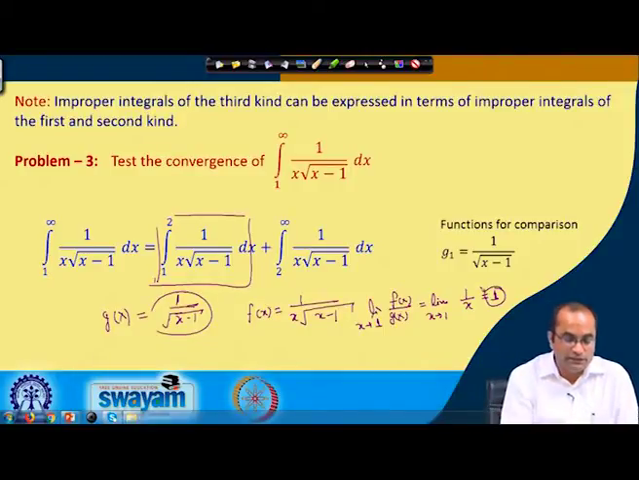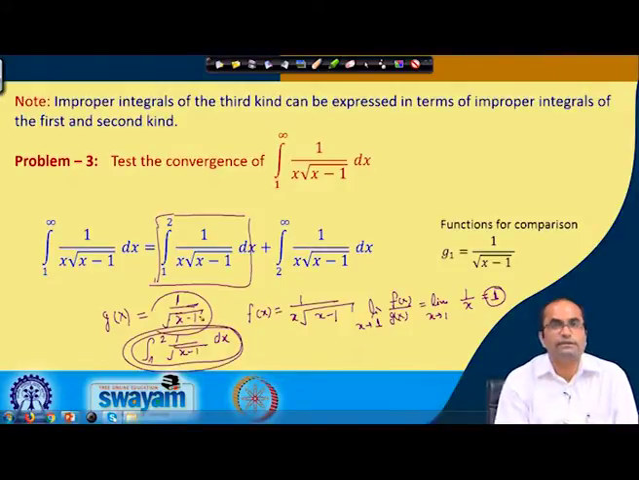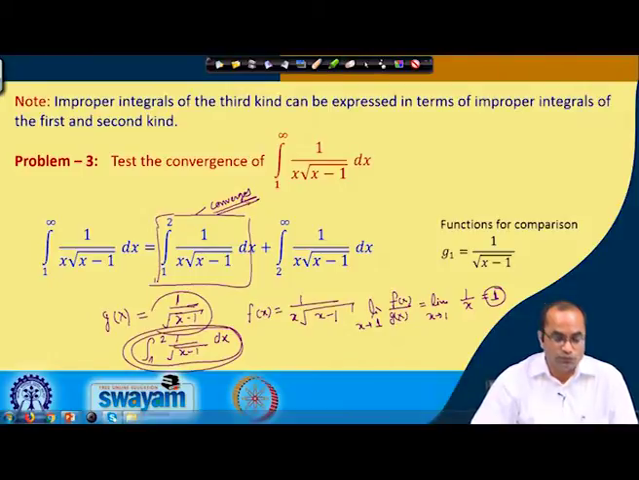That means the given integral and the integral of g, that is, the integral from 1 to 2 of 1 over square root x minus 1, will both behave the same. And we know from the test integral that the integral of 1 over square root x minus 1 dx from 1 to 2 converges. So, hence the given integral also converges. We have seen from the comparison test that this integral of type 2 converges.